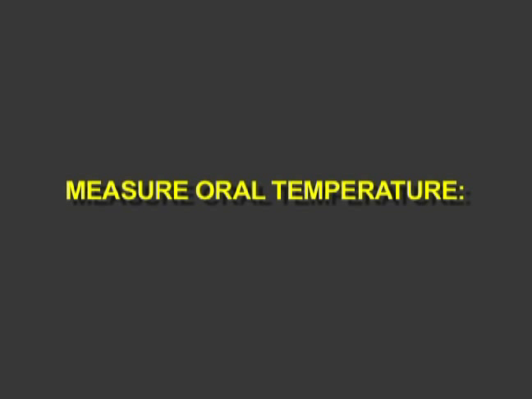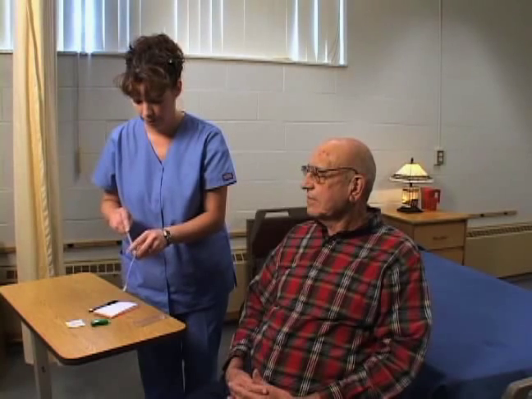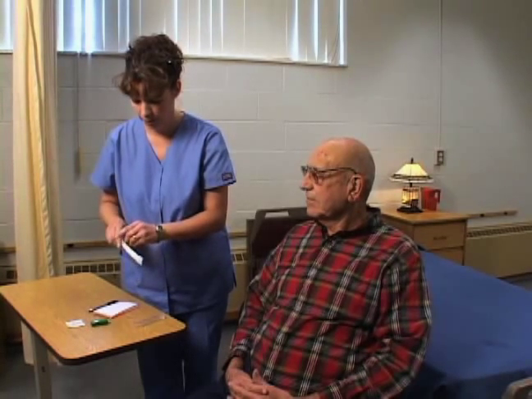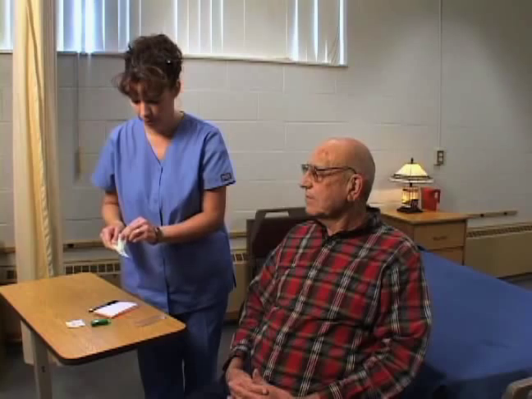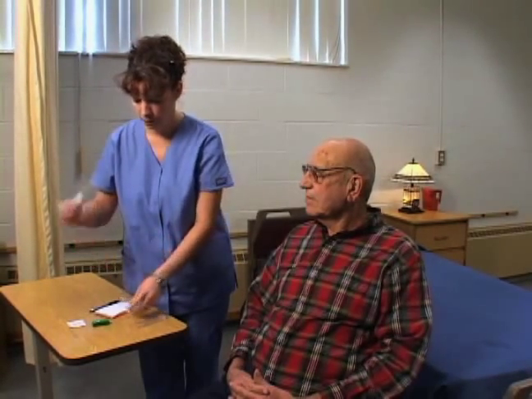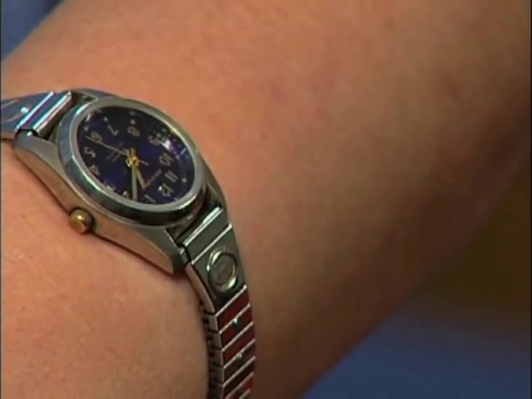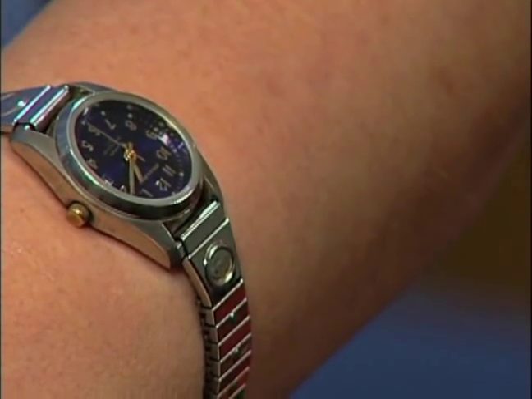Measured oral temperature. Positioned resident sitting or lying down. Activated the thermometer. Covered thermometer as appropriate. Place the thermometer probe appropriately. Instructed the resident to close mouth around the thermometer.